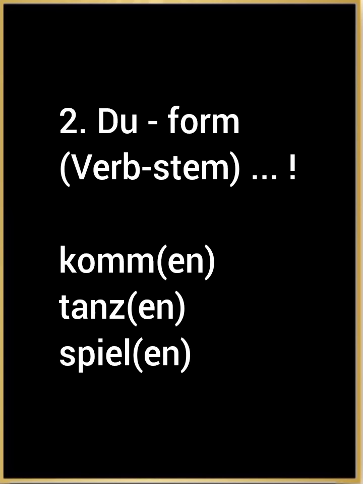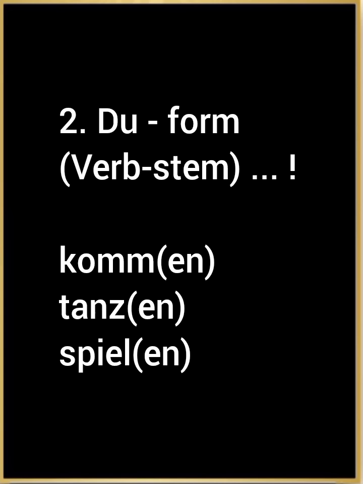Let's now proceed and see how to form the request in the du form. In the du form, the command or request is formed by beginning with the verb stem. Kindly note that. This is mostly for regular verbs. As you know, the verb stem is that part of a verb that remains after you remove its ending -en, like kommen, komm; tanzen, tanz; spielen, spiel. So those are the verb stems.